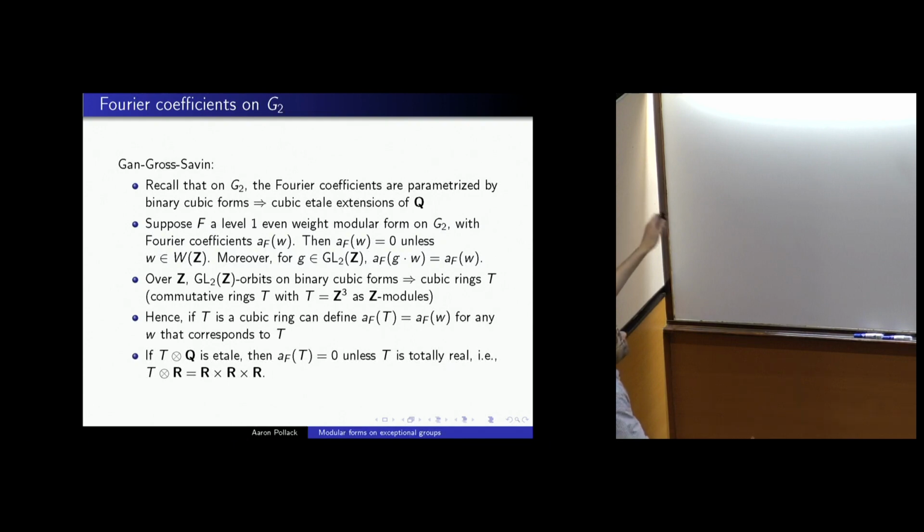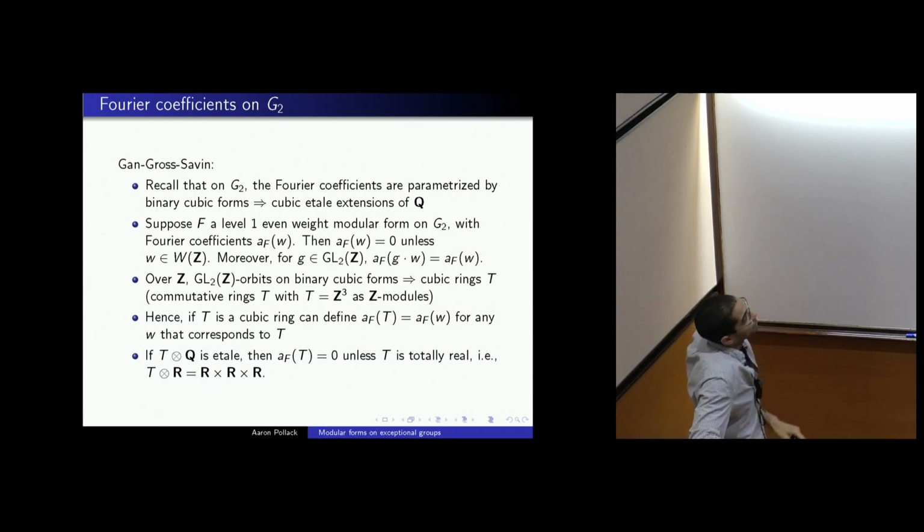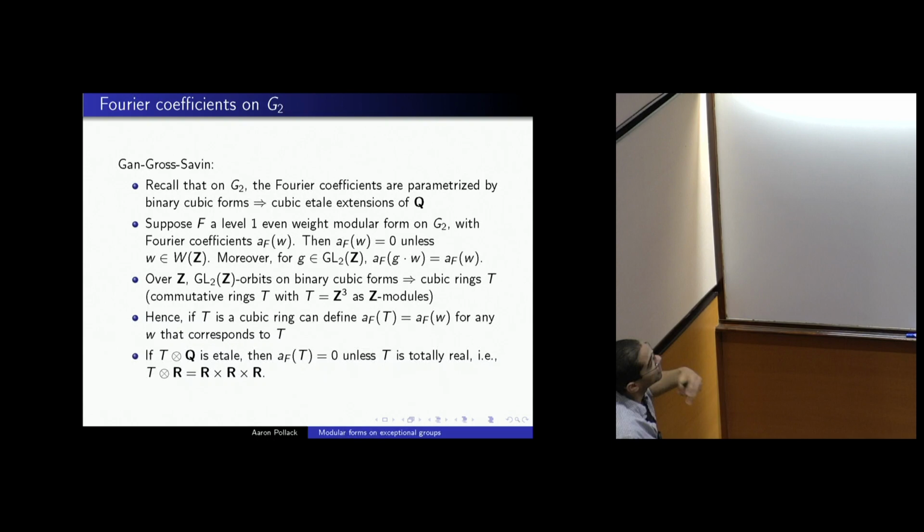And it's an easy fact that if you have a level 1 even weight modular form on G2, then the Fourier coefficients are 0 unless this W is integral. Moreover, they're equal if you translate W by the action of GL2Z. So in other words, the Fourier coefficients correspond to orbits of GL2Z on a lattice inside the binary cubic forms over Q.